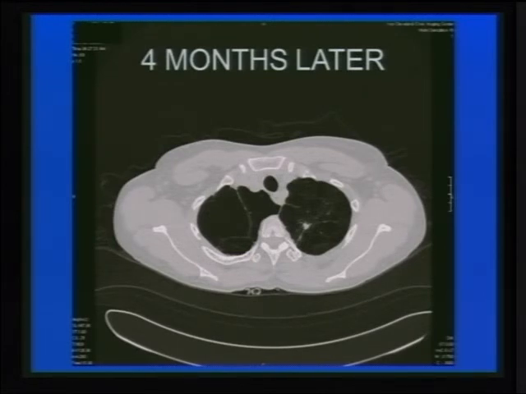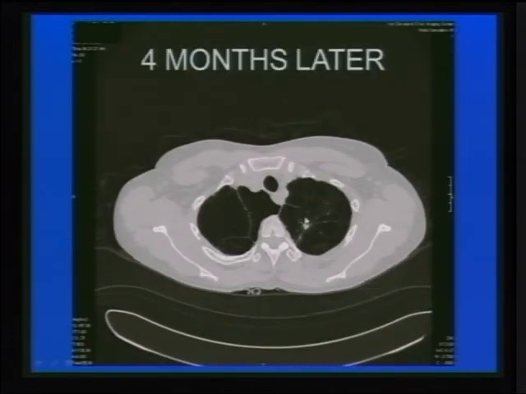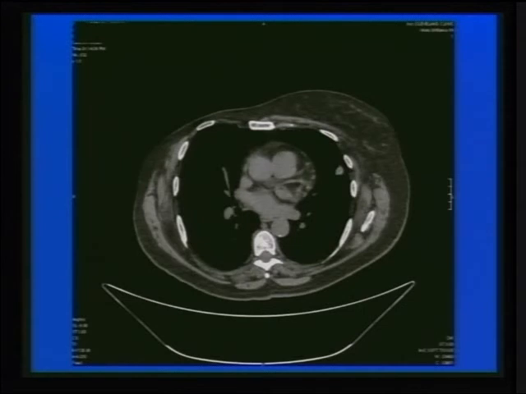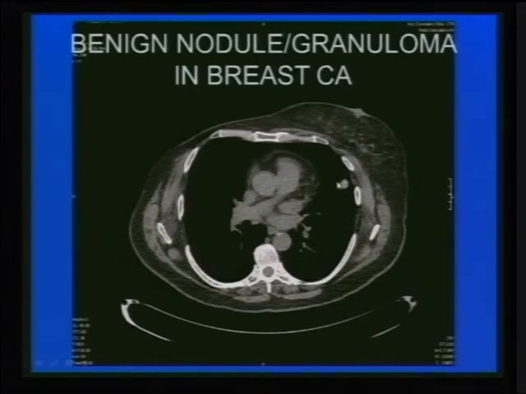But what happened here, I want to point to this: the margins are spiculated, not because the lesion is spiculated, but because those are the outlines of the bullous disease surrounding the pulmonary nodule. Two more cases. Granuloma, even though the patient has breast cancer and a mastectomy, it has calcification. This is a granuloma, this is not metastatic disease.